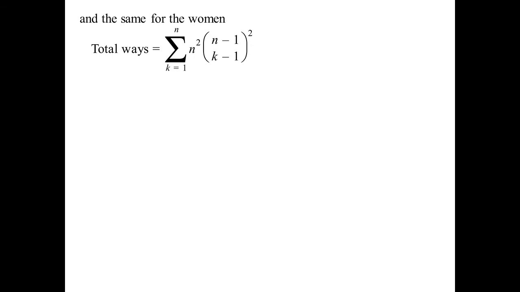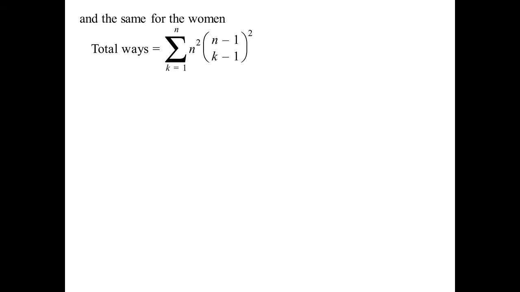So the total number of ways, my general term would be, I'm going to pick the male leader. There was n ways of doing that. Times, I'm going to pick the female leader. There's n ways of doing that. n times n, n squared. Then I'm going to pick the rest of the men, n minus 1 C k minus 1. Now I'm going to pick the rest of the women. That's also n minus 1 C k minus 1. So my general term becomes n squared, n minus 1 C k minus 1 squared, and we're going from k equals 1 to n.